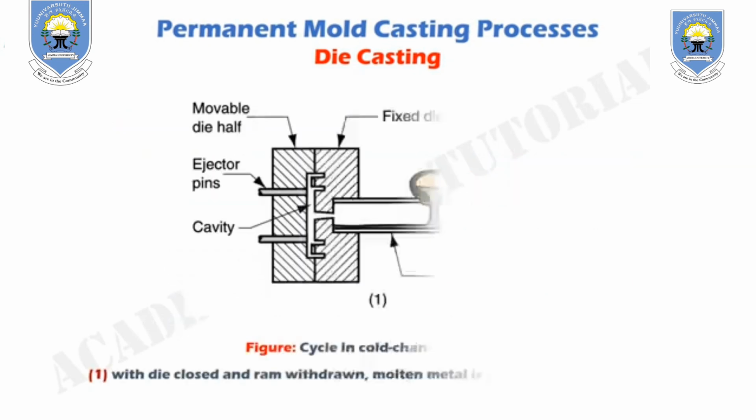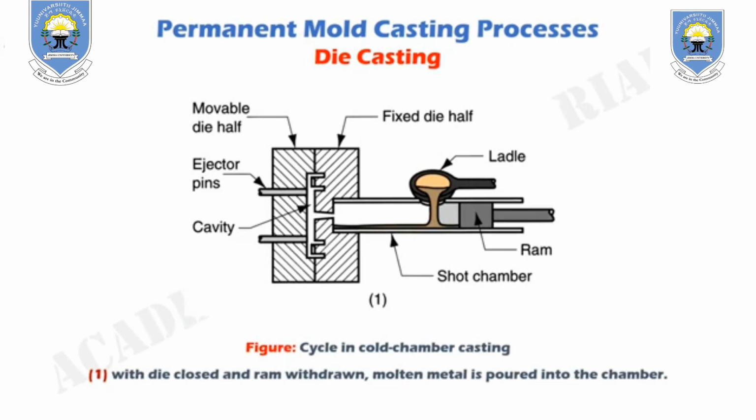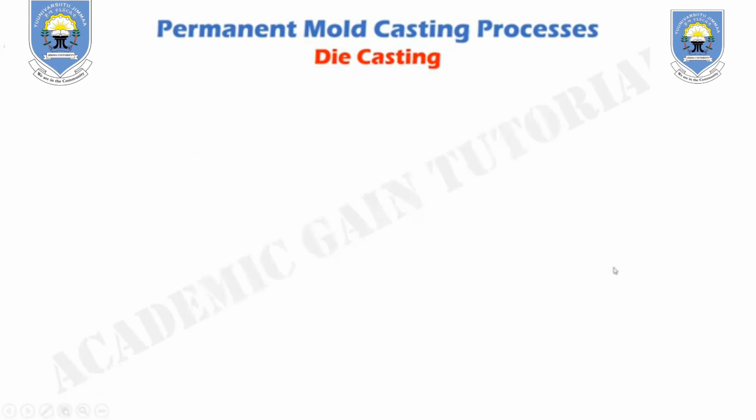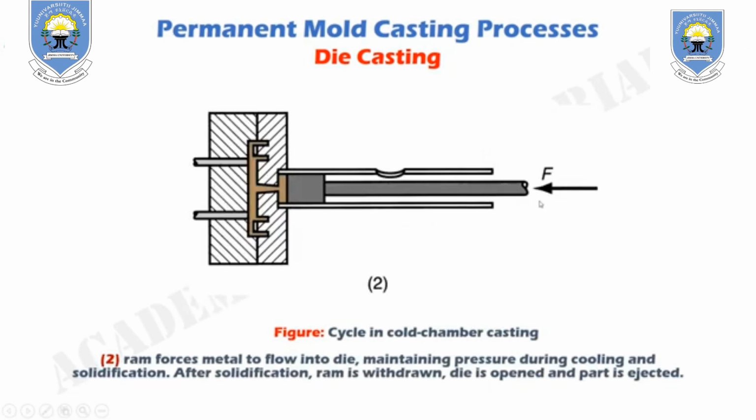Figure 1 shows the first step in cold chamber die casting, where with the die closed and ram withdrawn, molten metal is poured into the chamber. Figure 2 shows the second step, where the ram forces metal to flow into the die, maintaining pressure during cooling and solidification. After solidification, the ram is withdrawn, the die is opened and the part is ejected.